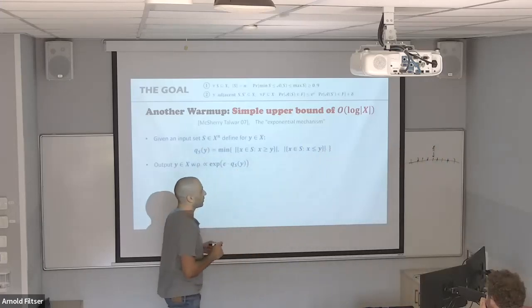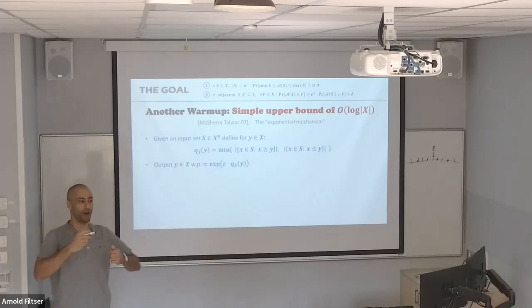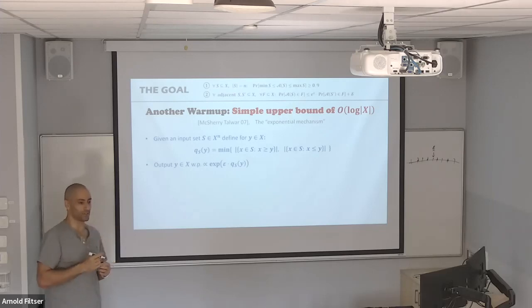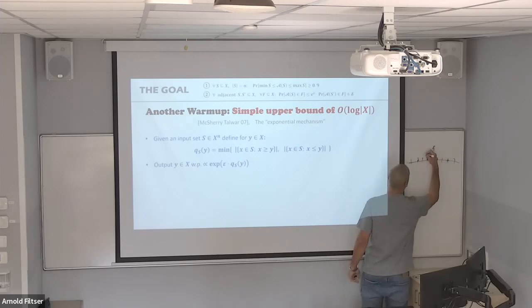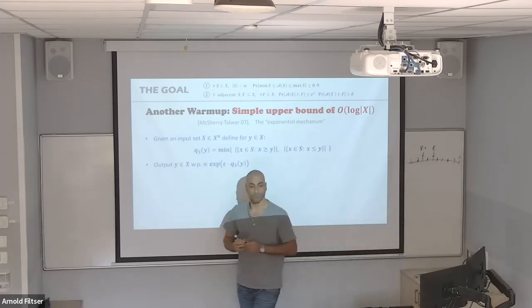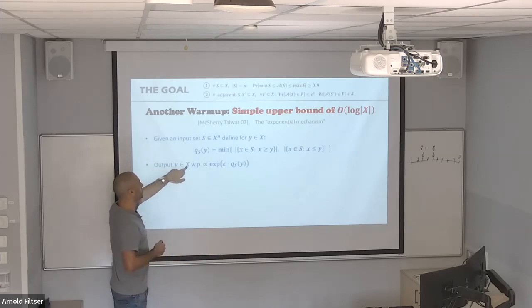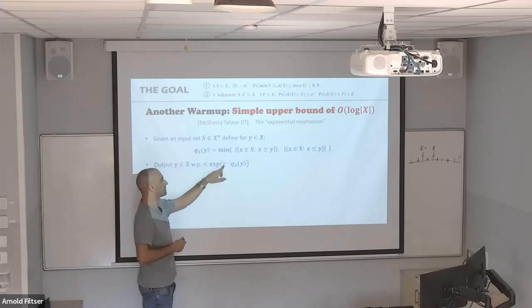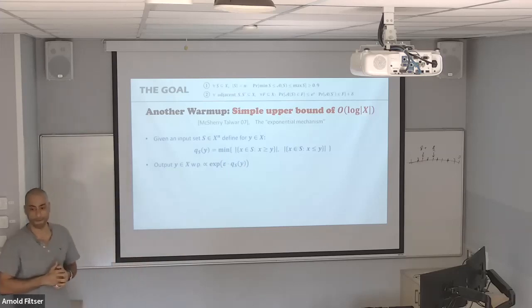The minimum between the number of points to the left of it and the number of points to the right. So the deeper you are inside the convex hull, the larger your score is. The score of this point is n/2 minus 1. And points totally outside of the convex hull, their quality is 0. And then you just output a point from your grid with probability proportional to e to the power of your privacy parameter epsilon multiplied by the score of this point Y.